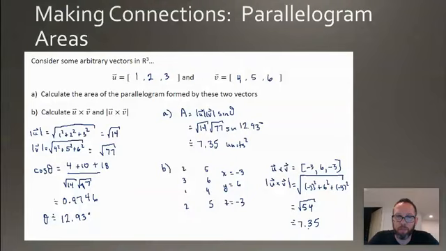There's actually this connection between areas of parallelograms, and it doesn't matter whether it's, well, it does matter. It has to be in 3 space because you can't do cross product in R2. The area between any two vectors in R3 is equal to the size of the cross product between those two vectors.